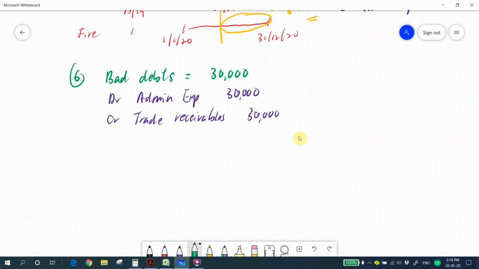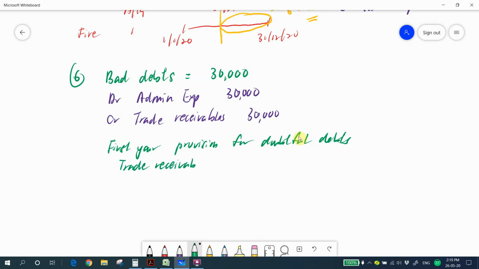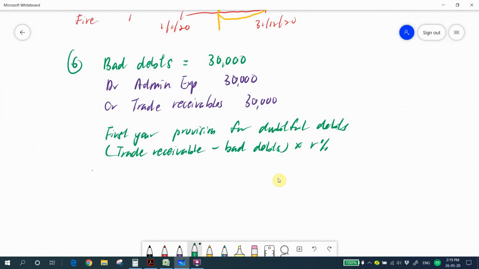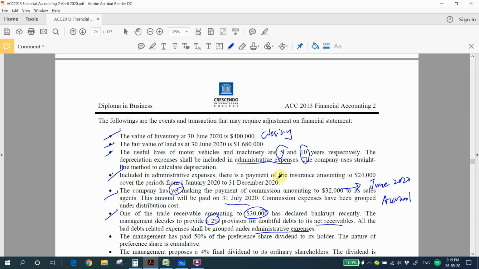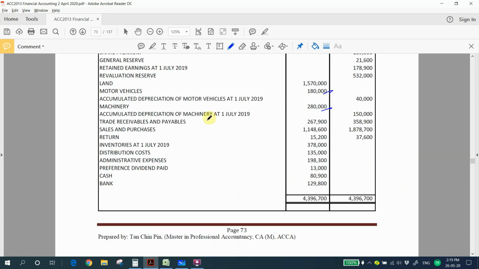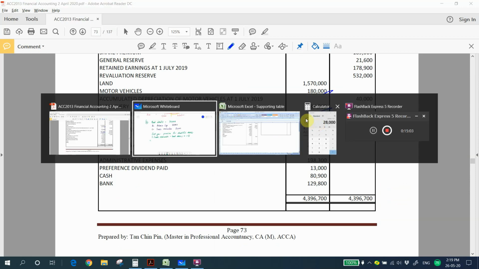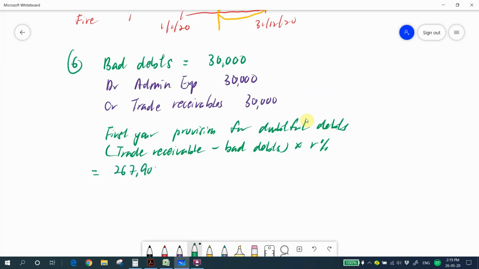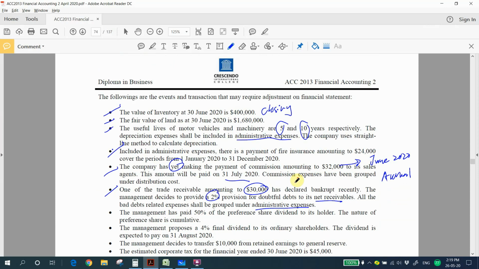Next, the next one is the first year provision for doubtful debts. How do we calculate the provision for doubtful debts? We use our trade receivables minus bad debts, if any, and multiply with the rate of provision for doubtful debts. So what is our trade receivable during the year? Our trade receivable is on the debit, 267,900. So 267,900 minus 30,000 times how many percent? 2%.